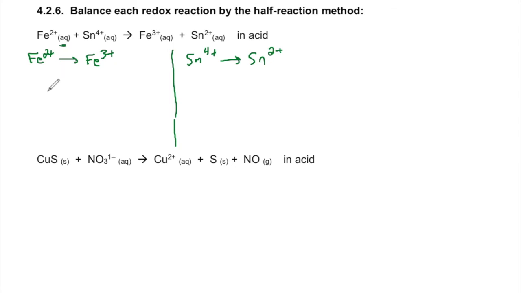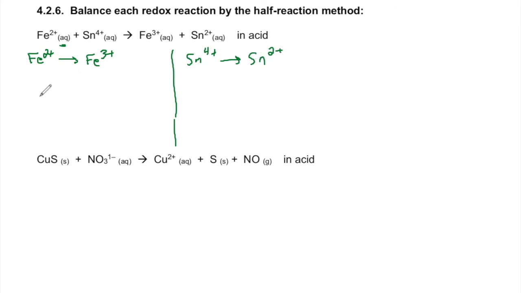Okay, so the first step is to balance the elements that are not hydrogen or oxygen. Iron is balanced, tin is balanced, so we're done. We're done with step 1 already. Okay, step 2 is to balance the oxygens by adding water molecules. That's not really necessary. We don't have any oxygen. It's already balanced. The next step is to balance hydrogen. Again, already done.